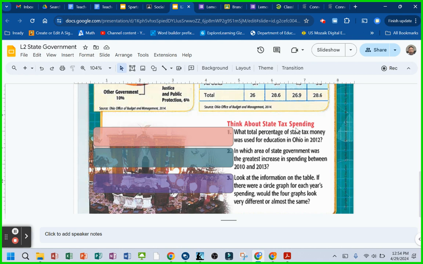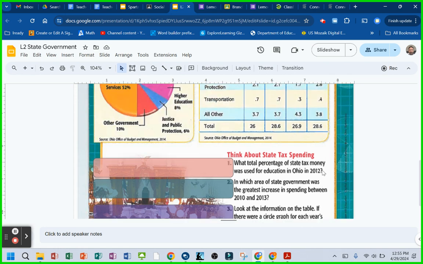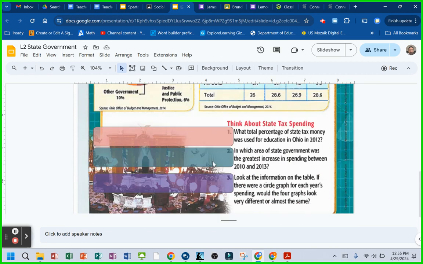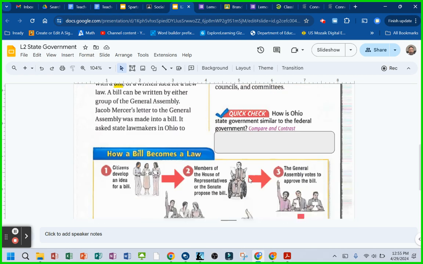All right. So think about state tax and spending. Number one, Brody, ready for this? What total percentage of state tax money was used for education in Ohio, 2012? You should be able to look at these and determine that. All right. You're going to answer those three questions about the graph. All right. Here we go.